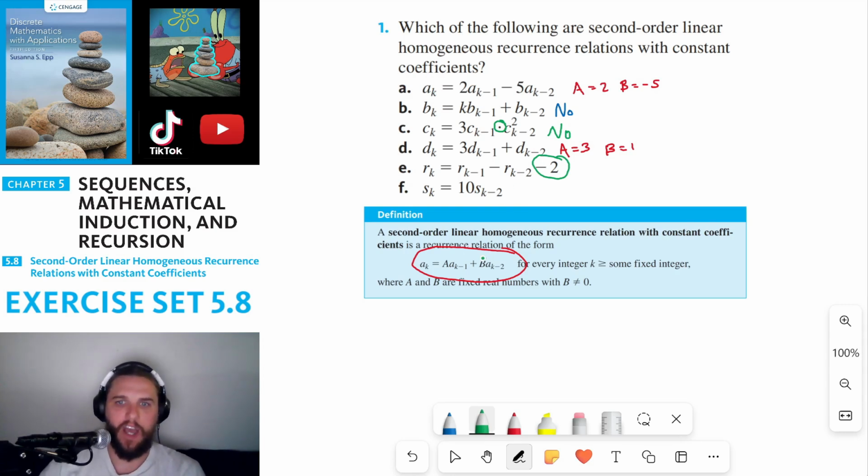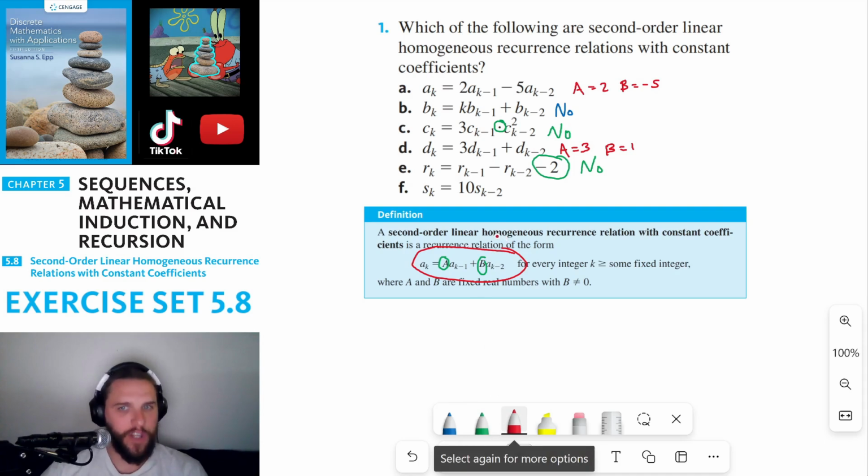In this case, the constant coefficients are numbers that are being multiplied by either the a sub k minus 1 or the a sub k minus 2, or in this case would be the r sub k minus 1 or the r sub k minus 2. So this is not a second-order linear homogeneous recurrence relation with constant coefficients because, by definition, we're not allowed to have constants within this recurrence relation. We're allowed to have constant coefficients, but not constants.